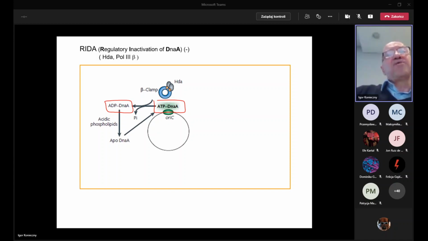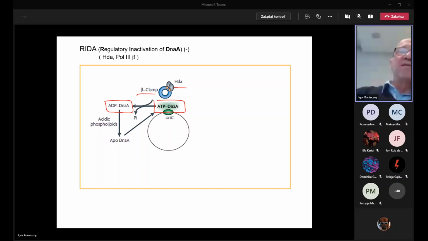So the amount or the concentration of DnaA in ATP form in the cell is critical for replication initiation. There is a specific system which involves two proteins: the beta clamp, which we will talk about later on. It's a part of the replication complex of a polymerase, a polymerase subunit. The other protein is HDA. The HDA interaction with the beta clamp, and interaction with DnaA at the replication origin and during DNA synthesis, converts DnaA from ATP to ADP form.